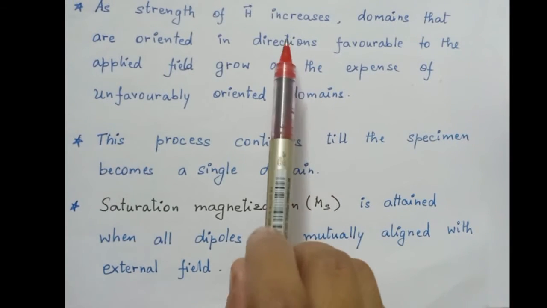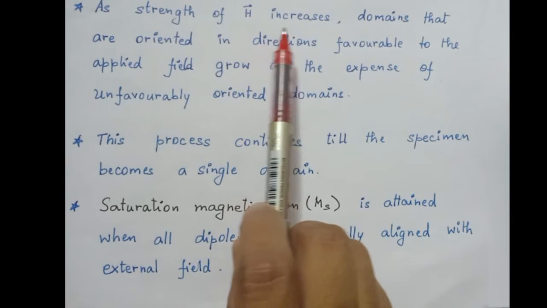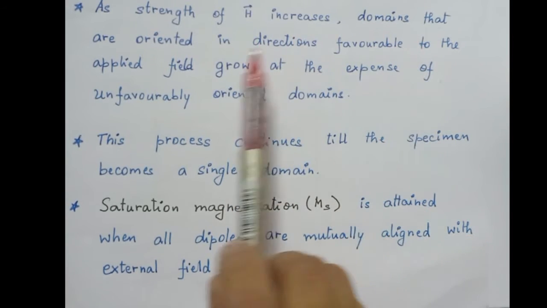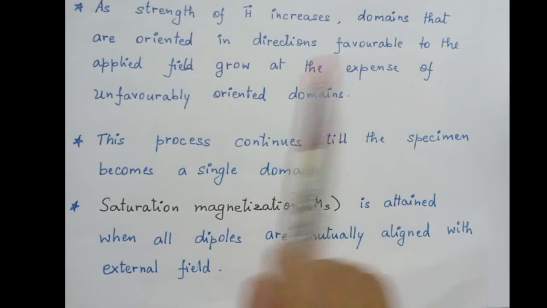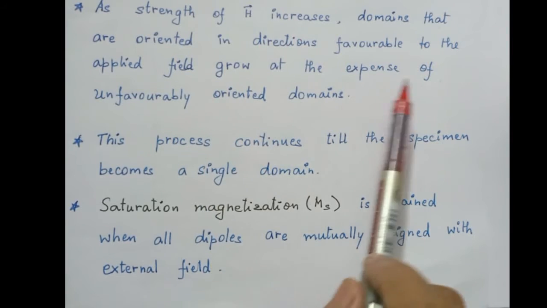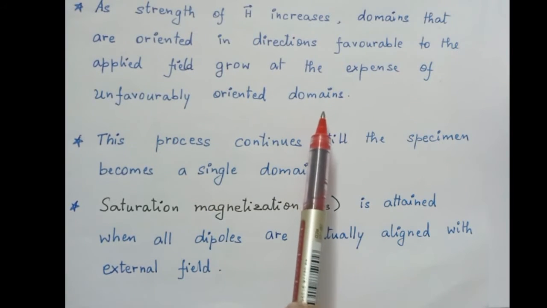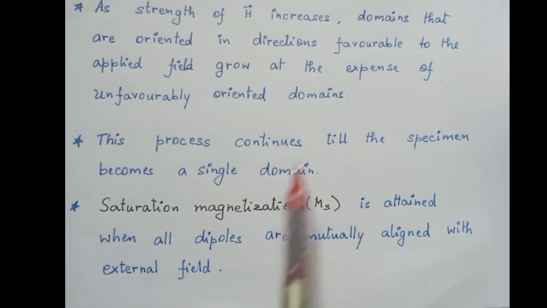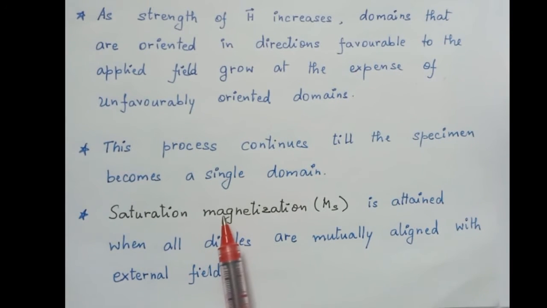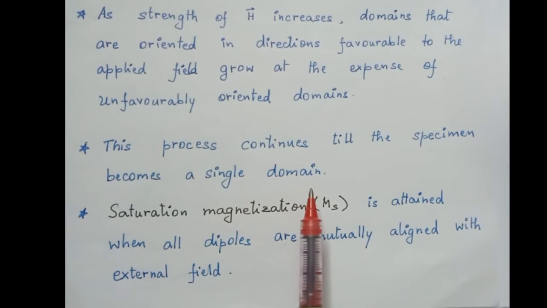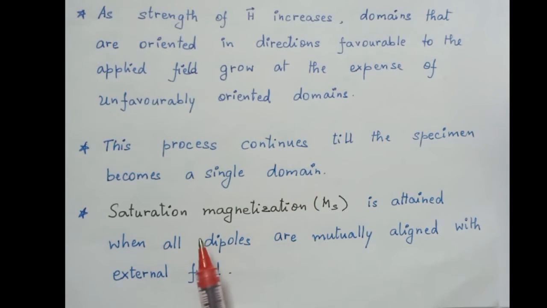As the strength of the H field increases, that is the external field increases, domains that are oriented in the direction favorable to the applied field grow at the expense of unfavorably oriented domains. This process continues till the specimen becomes a single domain. Saturation magnetization MS is attained when all dipoles are mutually aligned with the external field.